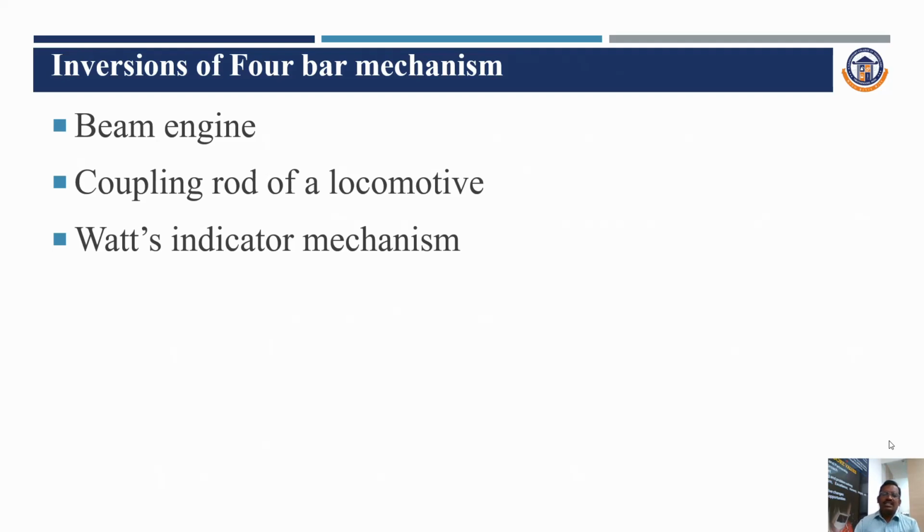Next, inversion of mechanism. Just the inversion of a 4-bar mechanism. First, we want to know what is meant by inversion. It is the fixing of links in a 4-bar mechanism. There are 4 links. For example, we point out A, B, C, and D. AB is the first link, BC is the second link, CD is the third link, and DA is the fourth link. Each link has different dimensions and also a different shape.